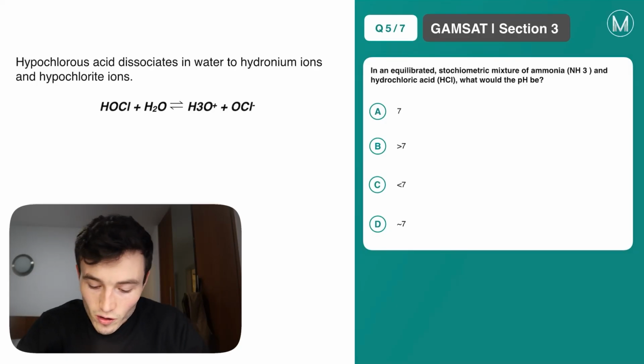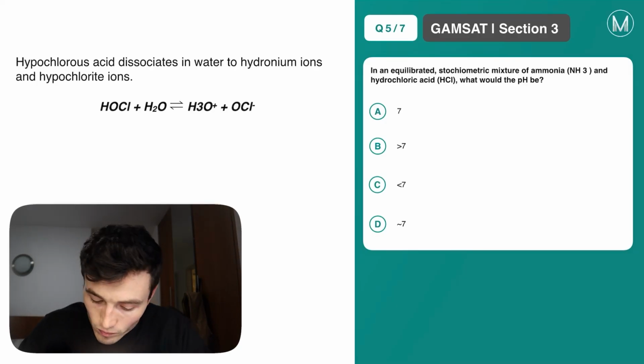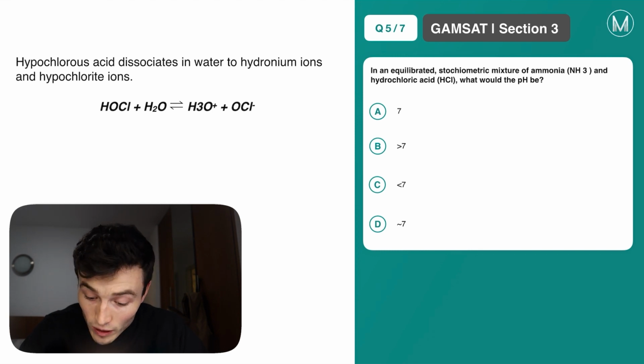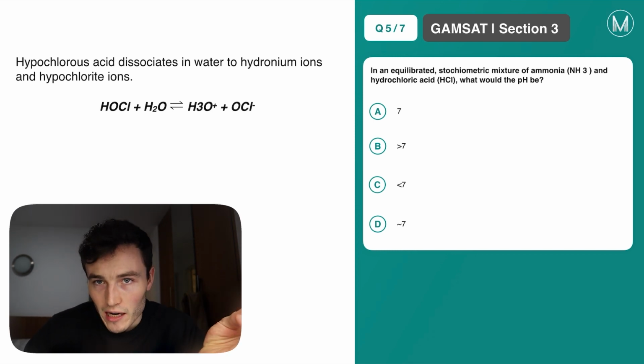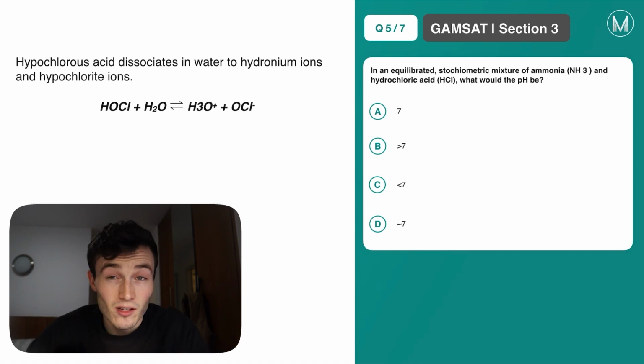Okay, on to question number 5 of 7. In an equilibrated stoichiometric mixture of ammonia and hydrochloric acid, what would the pH be? Now, this is going to be tapping into your understanding of acids and bases, and in particular, the strength and relative strength of those. So take a moment to pause the video, think about this question, have a go at it, and we'll try it in a minute.